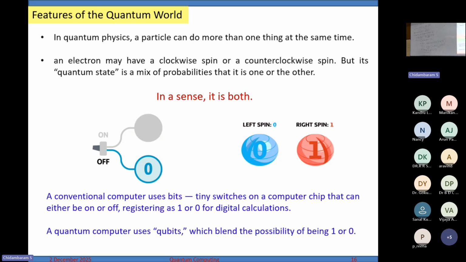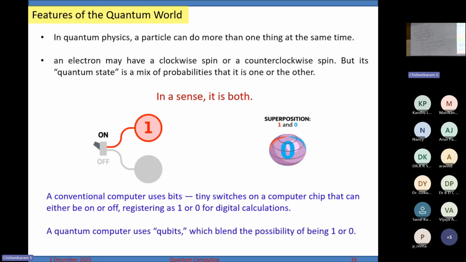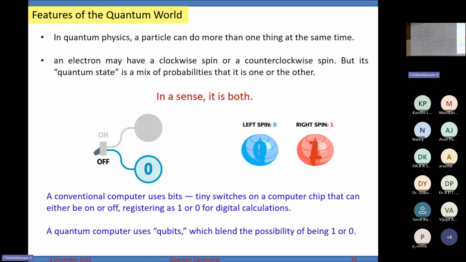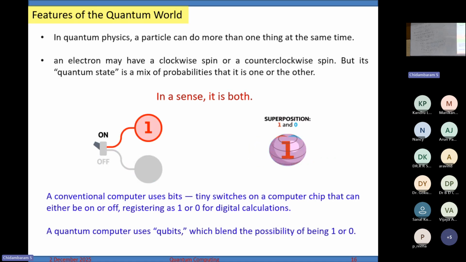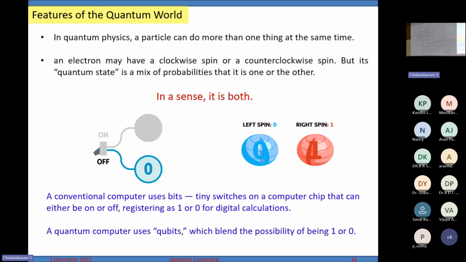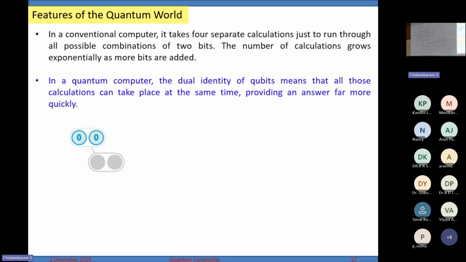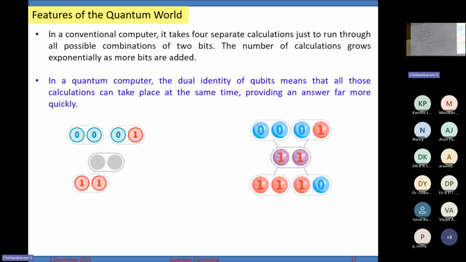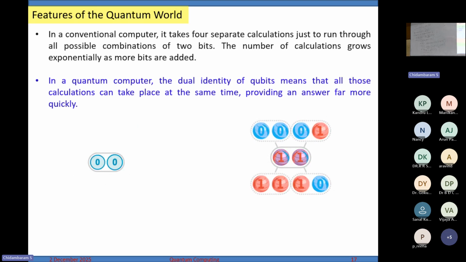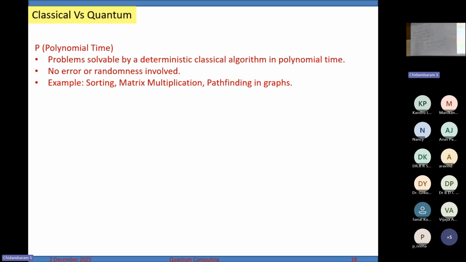So again, these are all features of the quantum world, with multiple representations. You have 0, 1, whereas in the case of quantum, the spin of the electron takes care of your qubit. In the classical case, you need 00, 01, 10, 11 going in a sequential fashion, whereas in quantum, all 4 possible states are available at a time. That is the quantum speedup that we get.